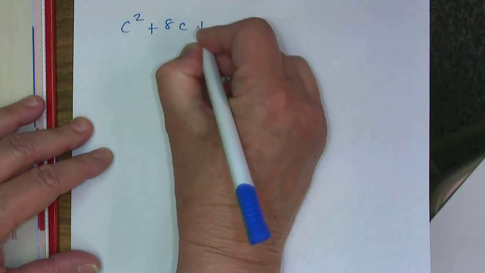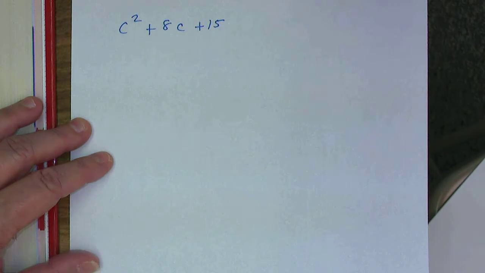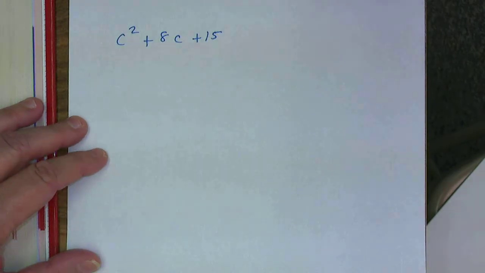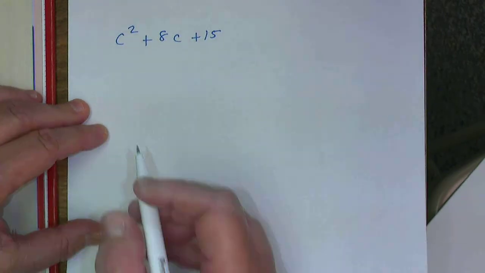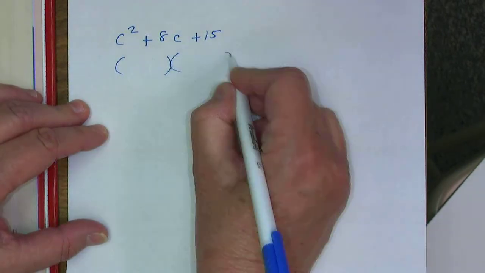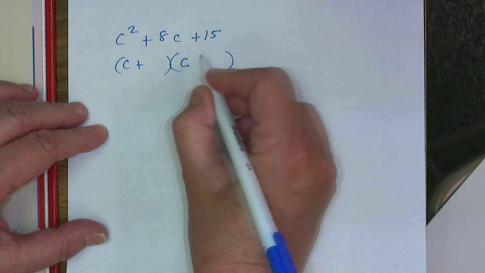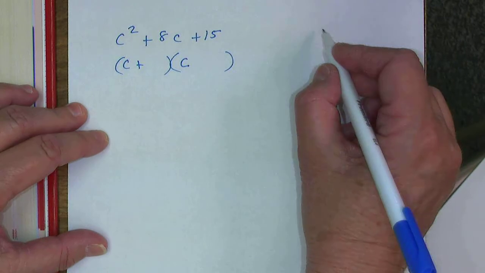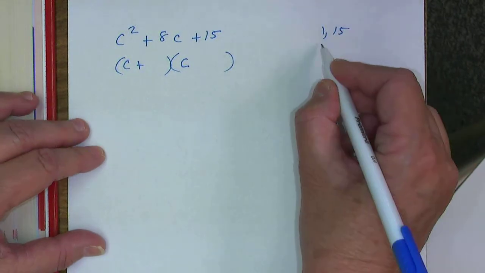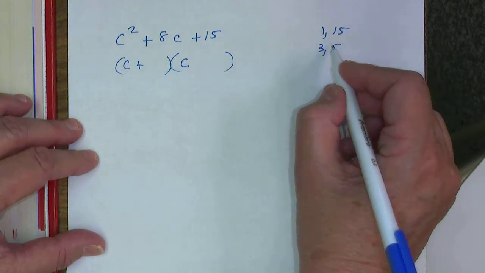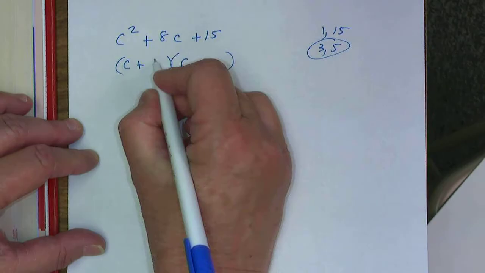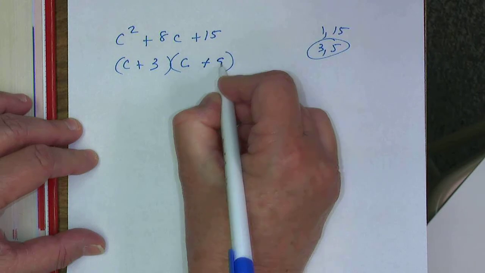Looking for some different problems for us to try. Again, pause the video and factor it. Again, this is going to be a plus and a plus because it's positive 15. I need a sum of 8. 1 and 15, 3 and 5 are my factors, and that looks like the one that's going to work.